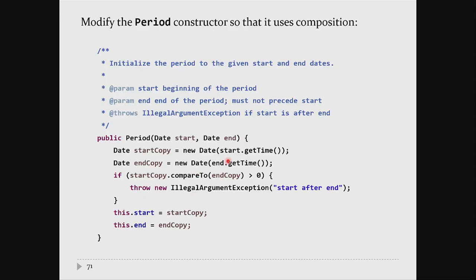So how do you fix it? Well, you have to use composition. How do you use composition? You have to copy the incoming objects. So the first thing you do is copy the start time and end time. Then you check: does the copied start time come after the copied end time? If it does, you throw an exception. And if it doesn't, now you can set this start equal to the copy, and this end equal to the copy.